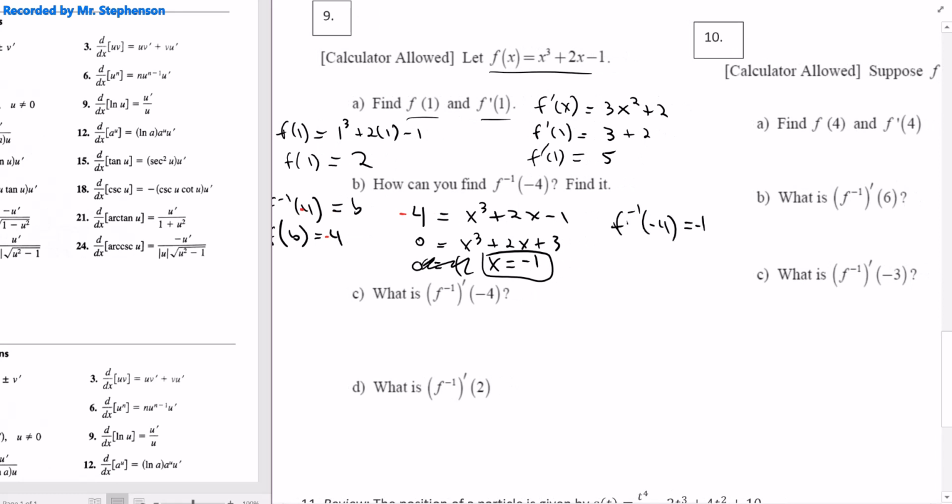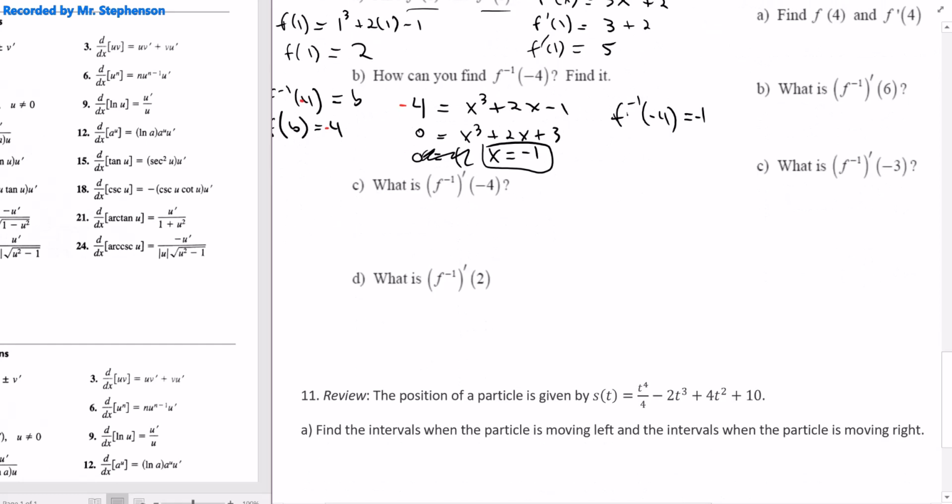The reason I'm interested in that is because this is the number I would plug into the formula down here for part C, because f inverse prime of negative 4 is going to give me 1 over f prime of f inverse of negative 4, right? I'm using that formula again, and now I know what that f inverse is of negative 4, right? I know f inverse of negative 4 is negative 1, right? So I can replace that with just negative 1, right? So it's going to be 1 over f prime of negative 1.